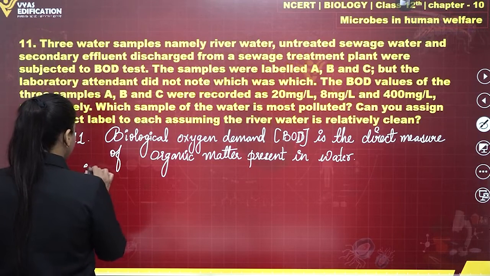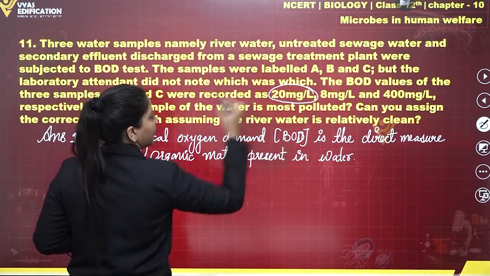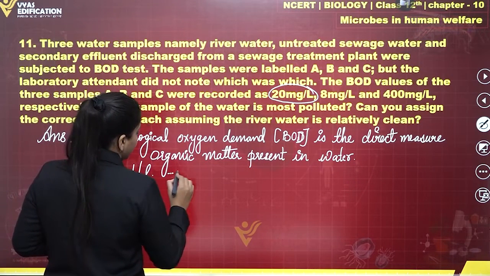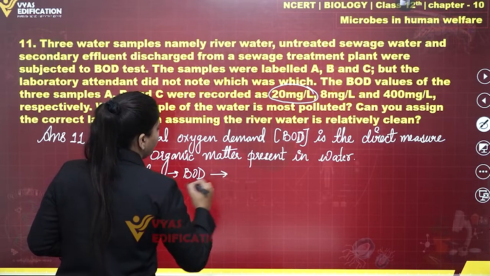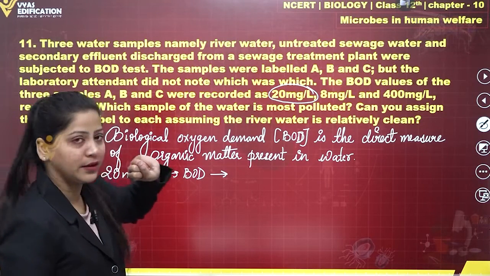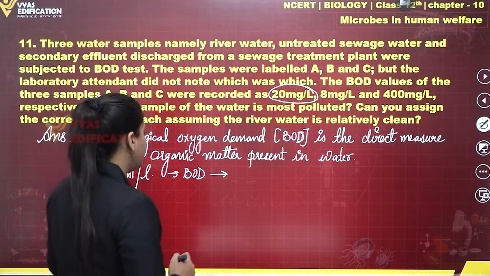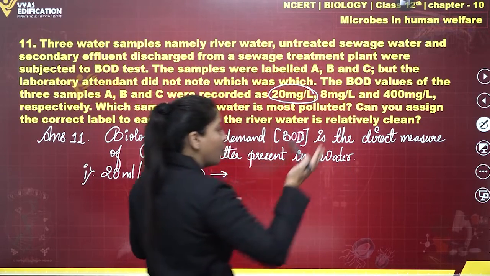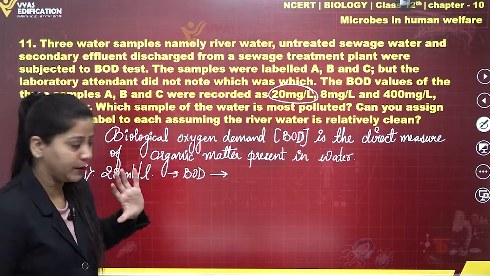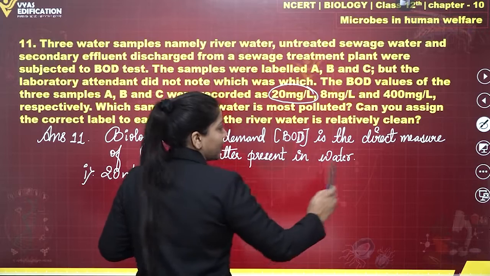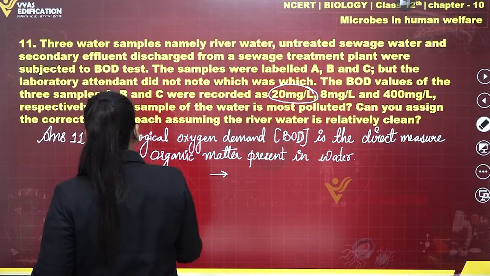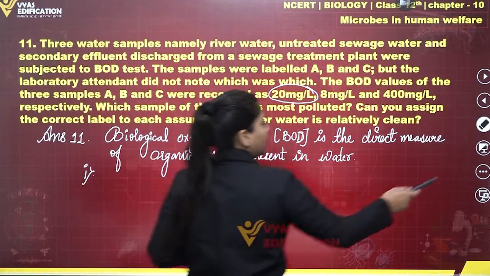So first we can assign this one, the 20 ml per liter. 20 ml per liter is a BOD. We can give it to the secondary effluent which is discharged from the sewage treatment. See, we know that more the BOD is, more the water is polluted. So first we'll start with the highest value of BOD.